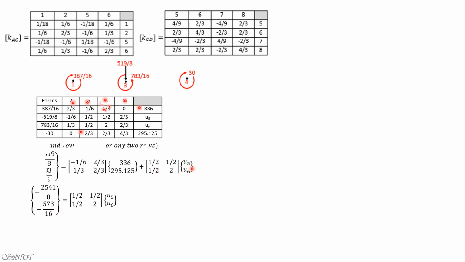And let's copy that matrix. Since this is 2 by 2, let's solve directly for the displacements U5 and U6, and they are negative 823.125 over EI and 187.875 over EI. So that corresponds to delta C and theta C. So I think everything is computed.